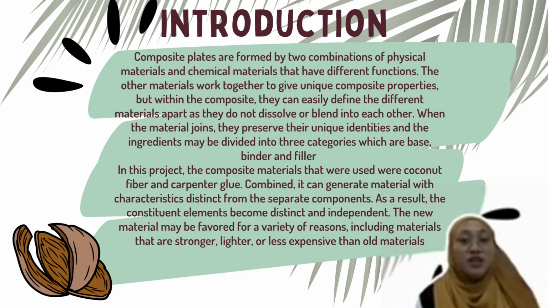In this project, the composite materials that were used were coconut fiber and carpenter glue. Combined, they can generate a material with characteristics distinct from the separate components. As a result, the constituent elements remain distinct and independent. The new material may be favored for a variety of reasons, including being stronger, lighter, and less expensive than old materials.